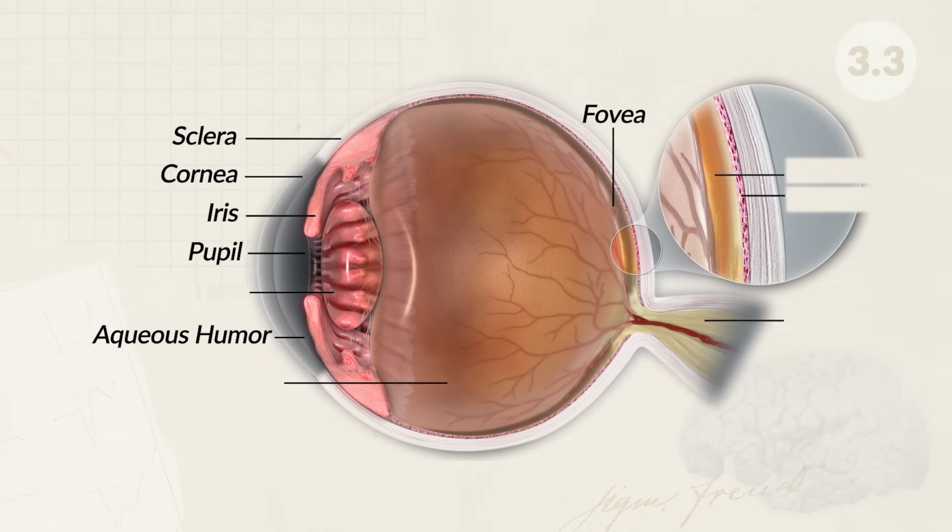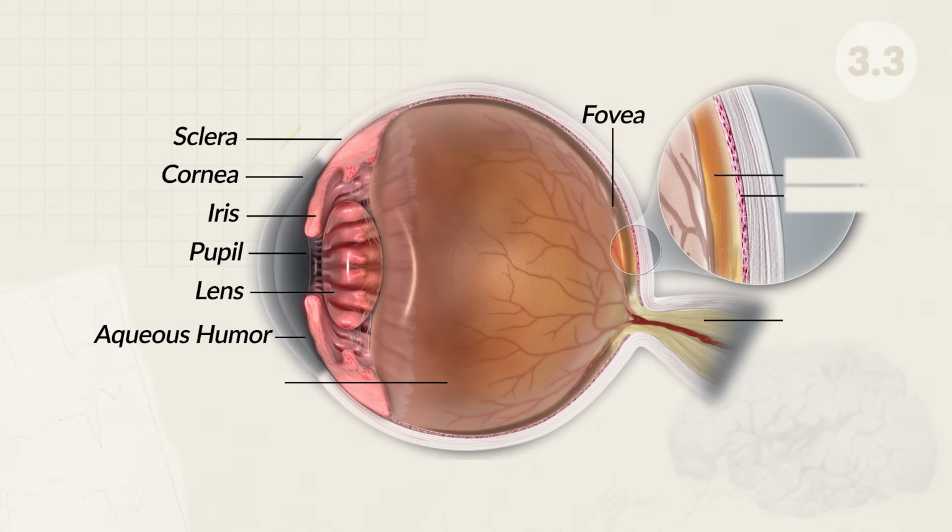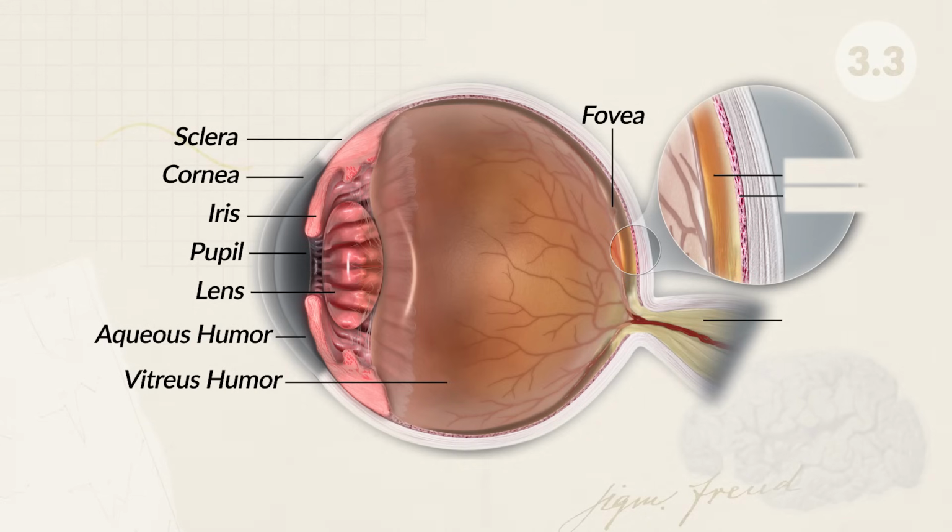Behind the pupil and the iris is the lens. This allows for the eye to change focus. The lens is biconvex, which means it's curved on both ends. Next, we have the vitreous humor. This clear gel-like fluid is in the vitreous cavity, located between the lens and the retina. It gives the eye its support and also shape.